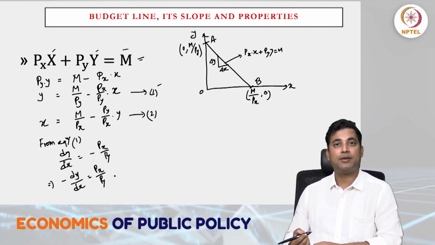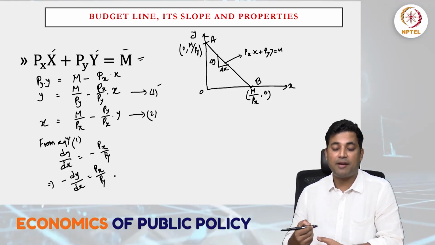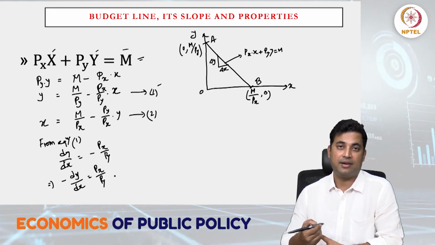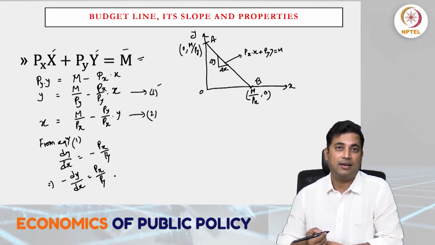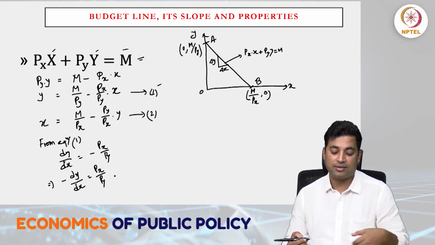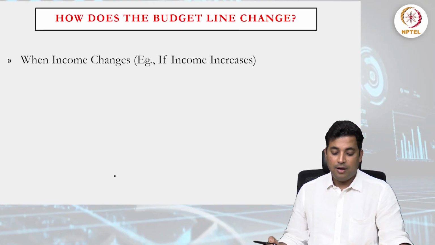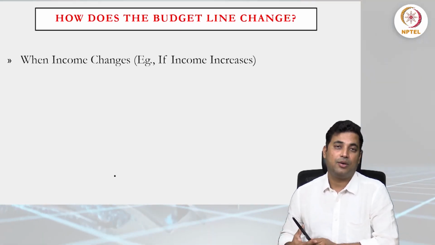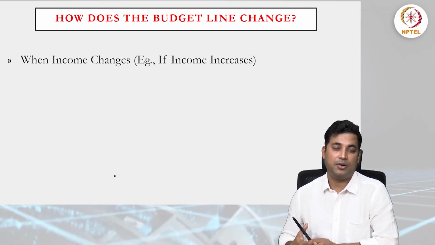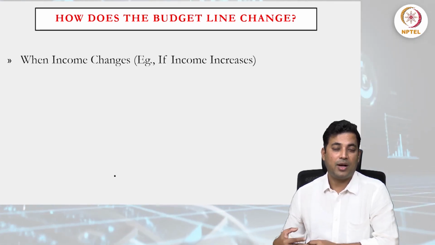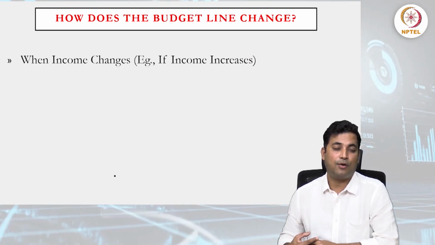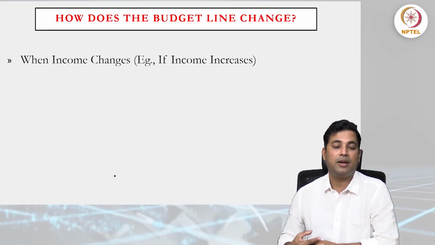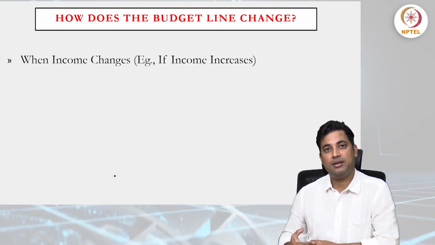Now let's look at a couple of properties, and the factors on which the budget line becomes sensitive and changes. Which factors actually make the budget line sensitive? One is when the income of an individual changes. The other is when the price of the commodity changes.